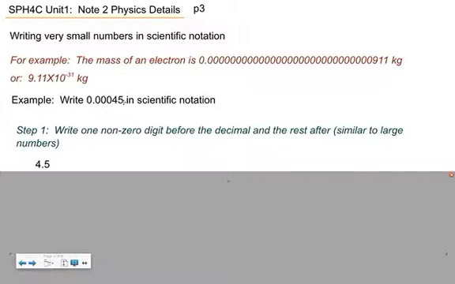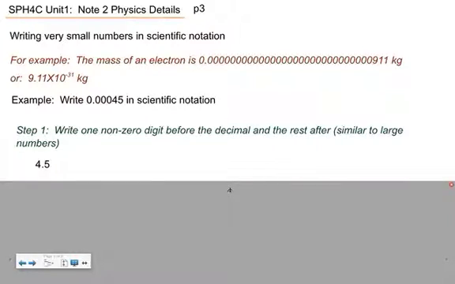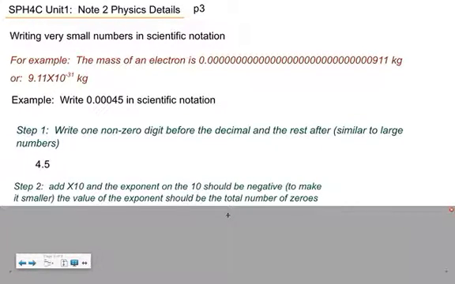But if it was 453, you'd go 4.53. And then times 10 too, and this time you have a negative exponent, because a negative exponent will make it a smaller number. And then what you do is you count up the zeros here. You don't count any zeros that might show up on the other side. You only count zeros on the left of the first non-zero digit. So I count 4 zeros, so it's going to be times 10 to the minus 4.